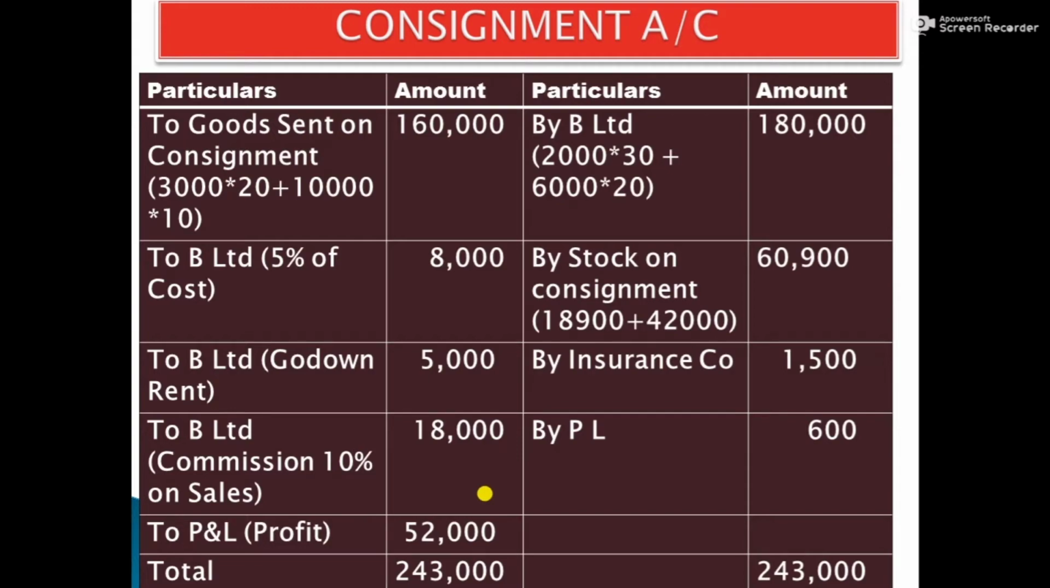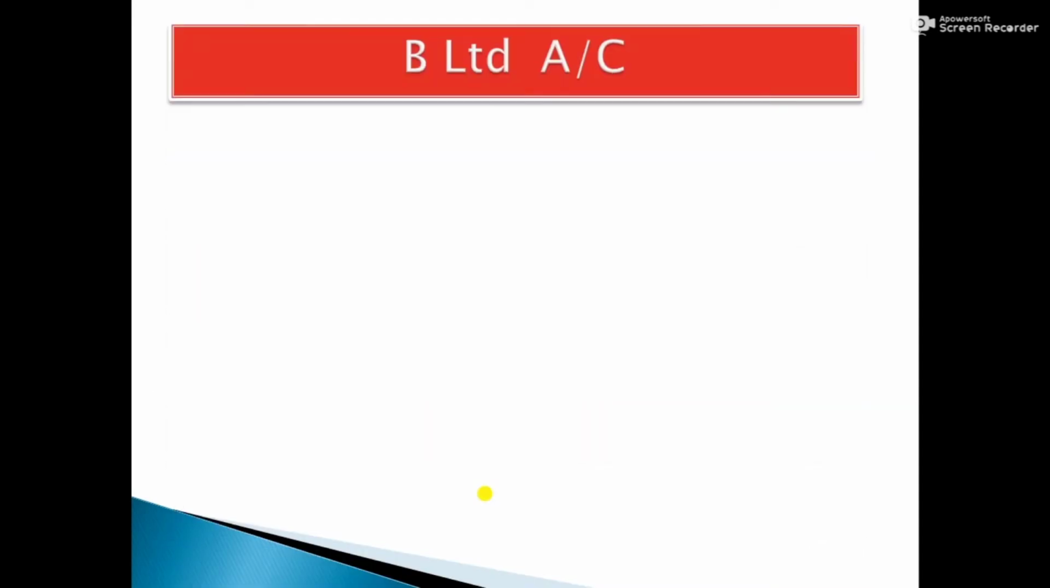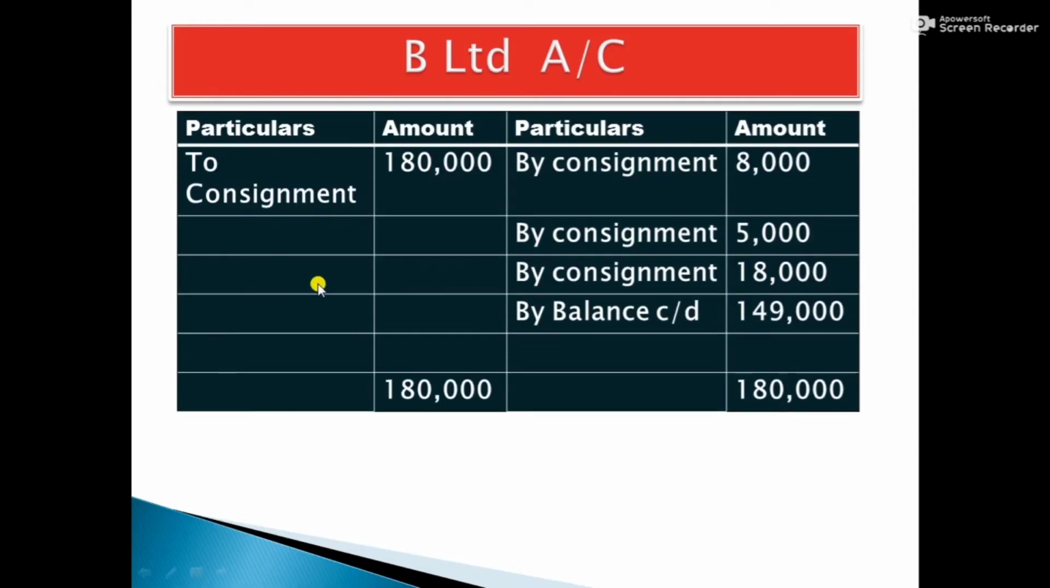Consignee account, B Limited account. To consignment, the sale amount is 1,80,000. By consignment, his expenses, that is courier charges, 8,000. By consignment, the non-recurring expenses of 5,000. By consignment, his commission 18,000. By balance carried down, that is the amount due from B Limited.